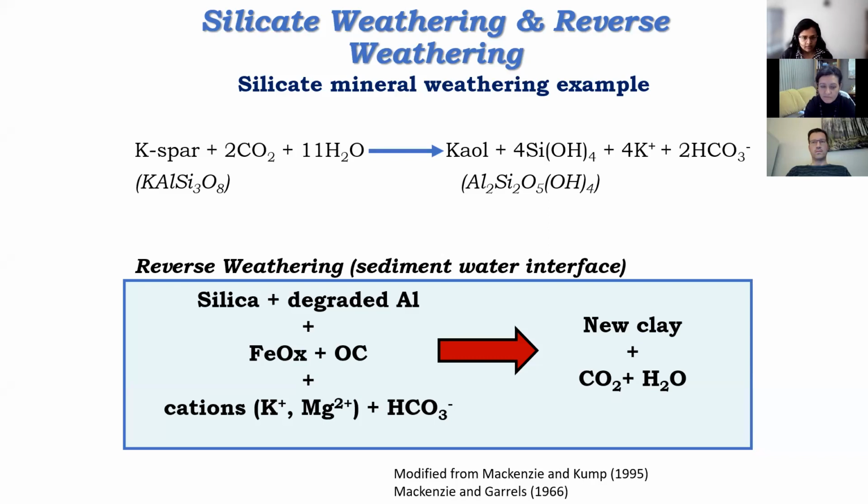So this generalized reaction right here, the reverse weathering reaction, was proposed in the 60s as a way of balancing the element budgets of dissolved constituents in the ocean. And again, as a way of explaining why we don't have these runaway alkaline oceans.